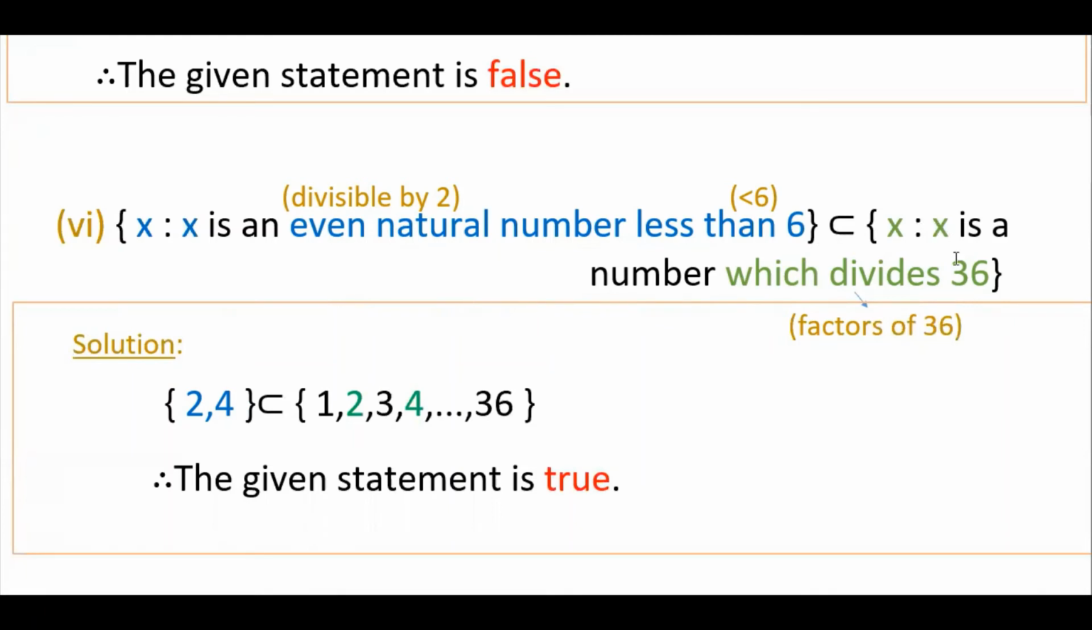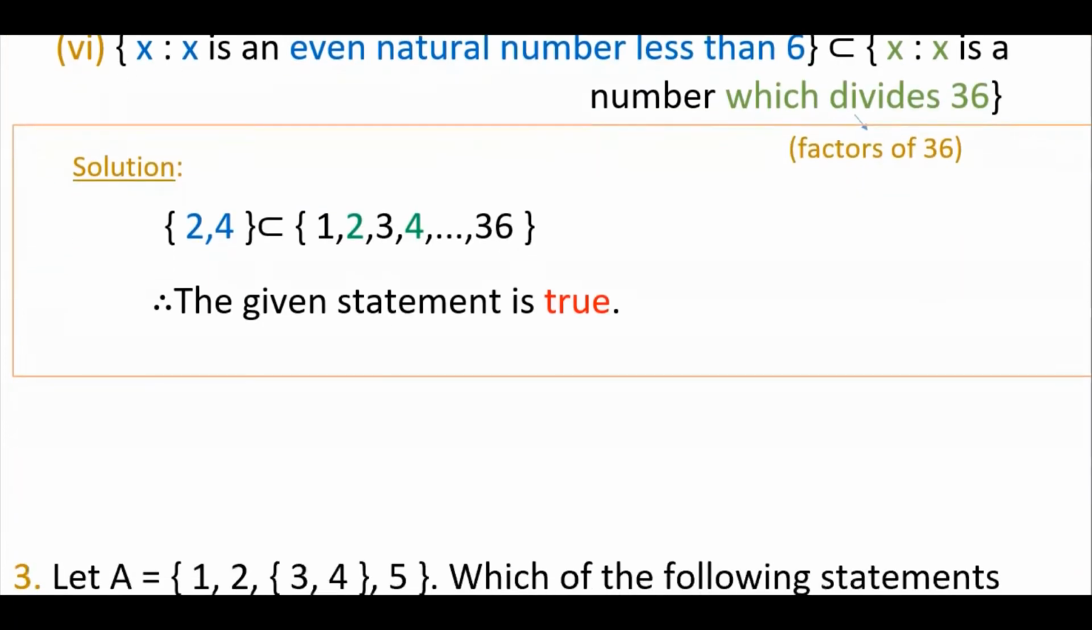And in the second set, X is a number which divides 36. That means factors of 36. We know that the factors of 36 are 1, 2, 3, 4. These are the numbers that divide 36, and then you will get remainder as 0. So here those numbers are 1, 2, 3, 4, etc., till 36. So here 2, 4 are the elements you can see in the first set. So it is a subset of the second set. Therefore, the given statement is true.